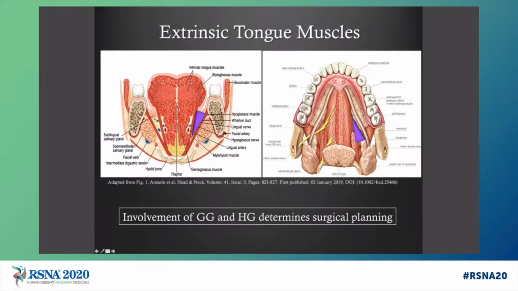Now, how do we find that on imaging? Well, we can find it by identifying this triangle that exists between the more medially oriented hyoglossus muscle and our more laterally located mylohyoid muscle, right? So the mylohyoid muscle is not an extrinsic tongue muscle, the hyoglossus muscle is, but these form a triangle, and within that sits the lingual nerve and hypoglossal nerve, and that's what our surgeons need to know.